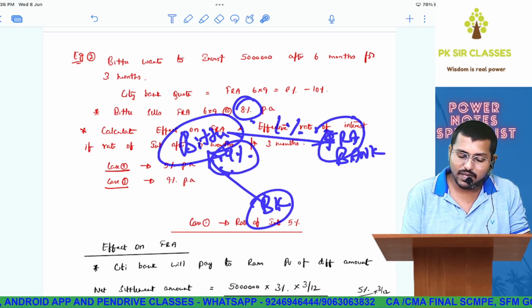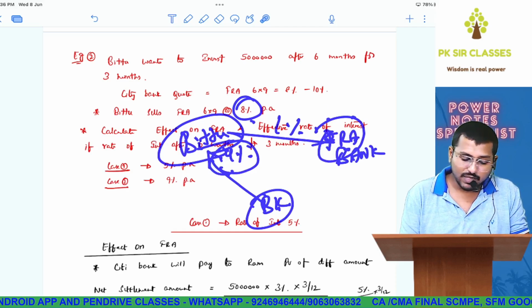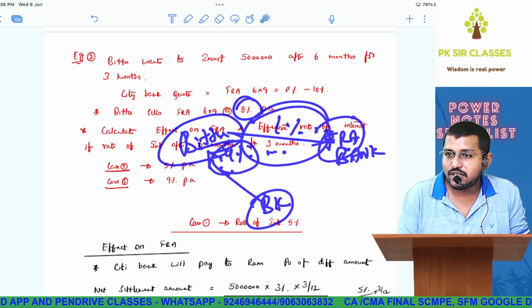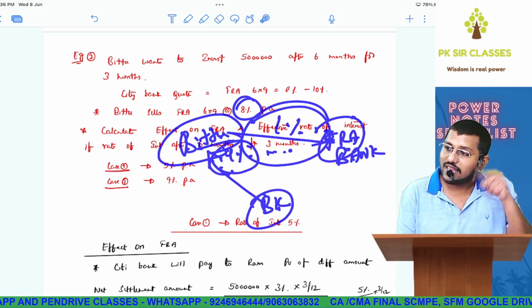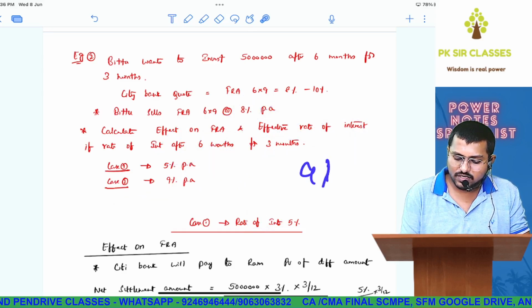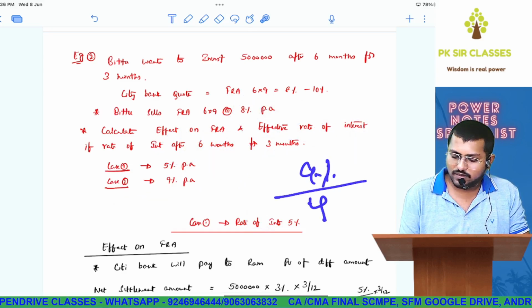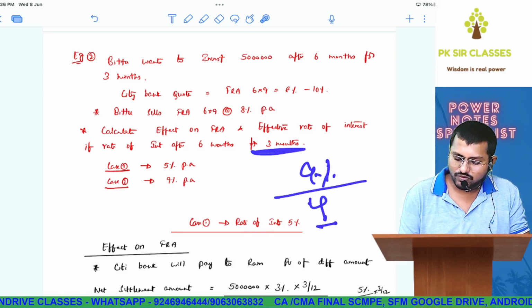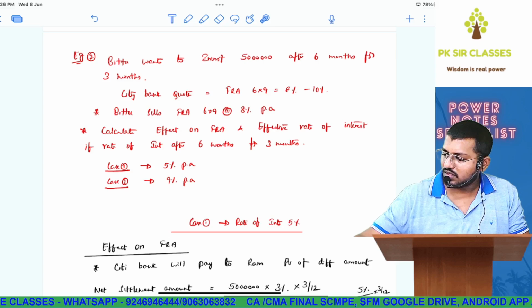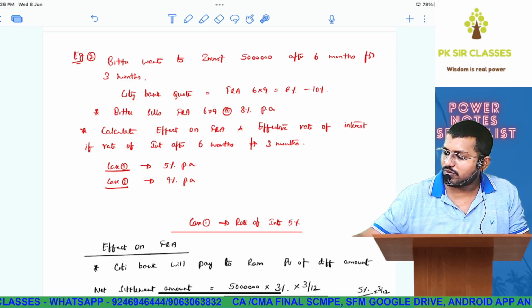payment should be made by Bittu to the FRA bank. Bittu will not pay everything. He'll pay the present value of the differential interest, discounted at that rate. What is the rate? 9%. So 9% divided by 4, because it is for 3 months, so 4 quarters. How much does it come? 2.25 divided by 100.